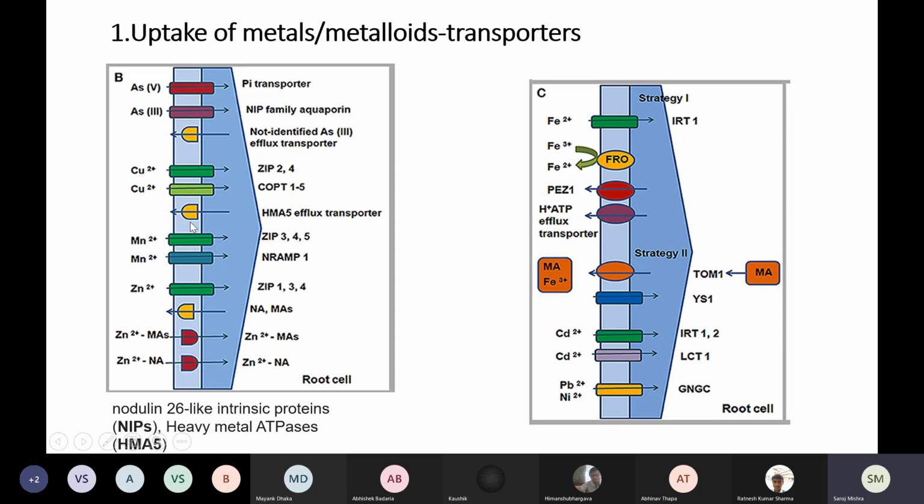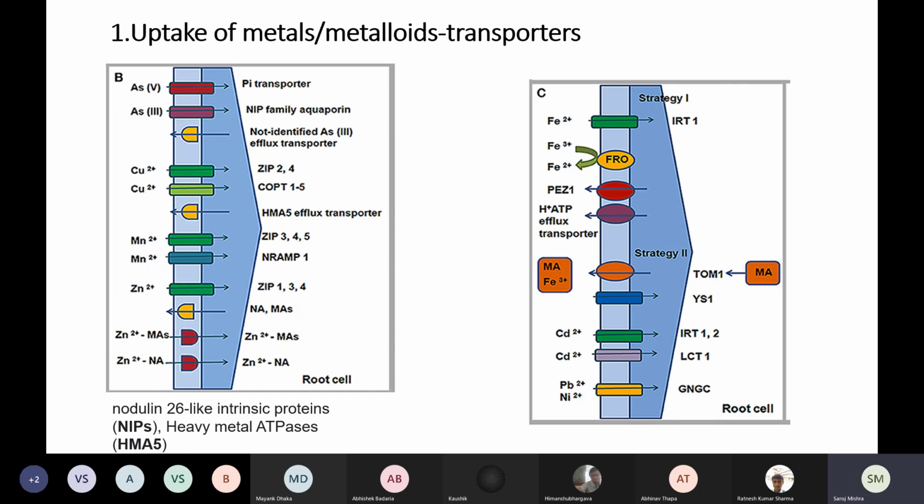And there are several of them. For example, here, this is a still unidentified arsenic 3 transporter, or HMA5. What does it stand for? It stands for heavy metal ATPase. So this is an efflux transporter, but it utilizes the energy of ATP. It has to hydrolyze ATP to get energy so that it can efflux out the metal ions. Or you have something here which is a different category of efflux transporters. So these are routinely a part of the plants.